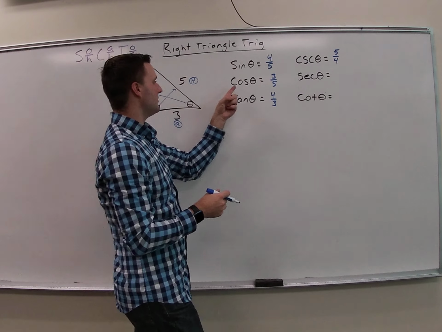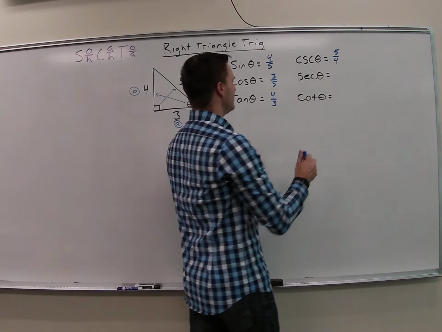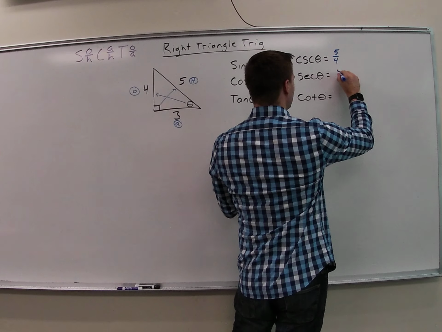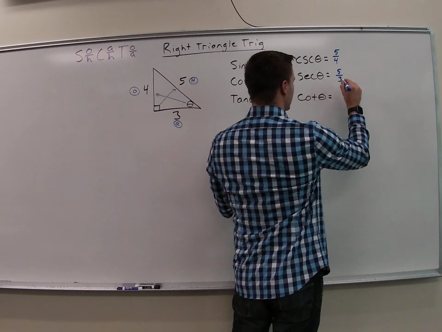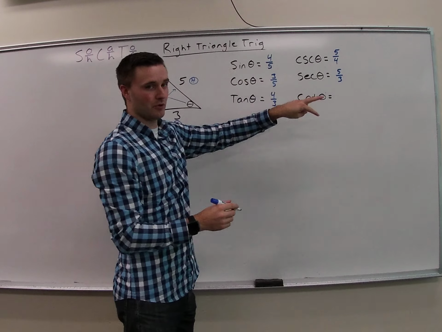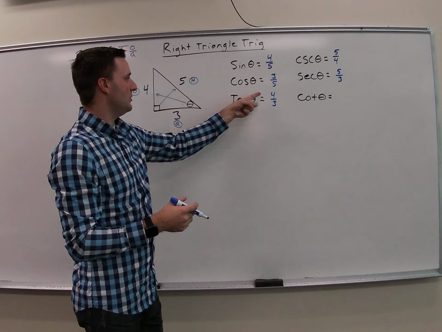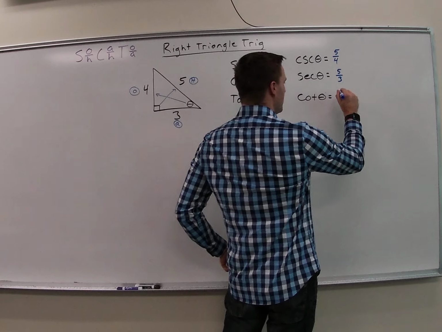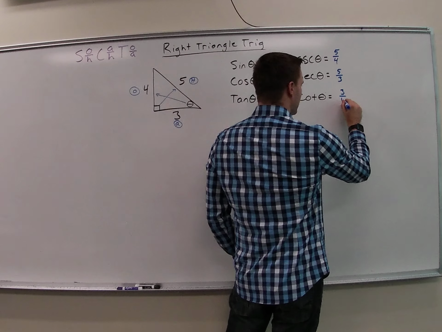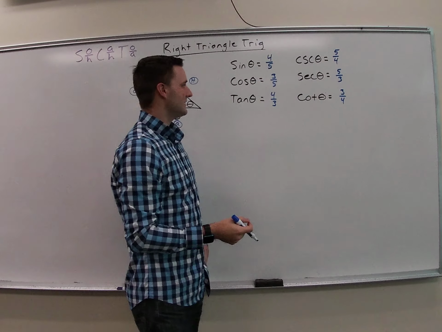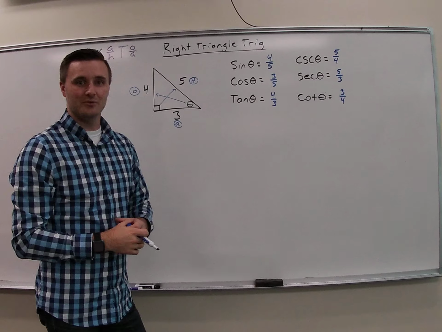In the same way, instead of cosine being adjacent over hypotenuse, the secant would be the hypotenuse, 5 over the adjacent, 3. So we're going to just take the reciprocal. Finally, tangent, instead of being opposite over adjacent, the cotangent would be the adjacent side over the opposite side, or the reciprocal of tangent.